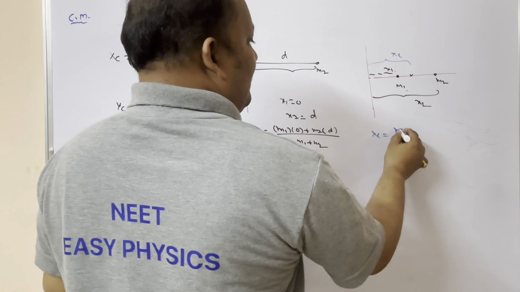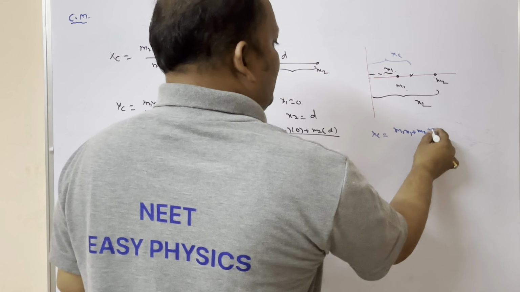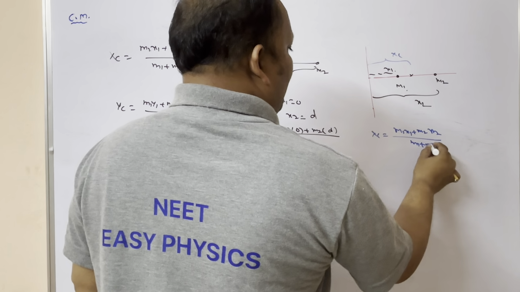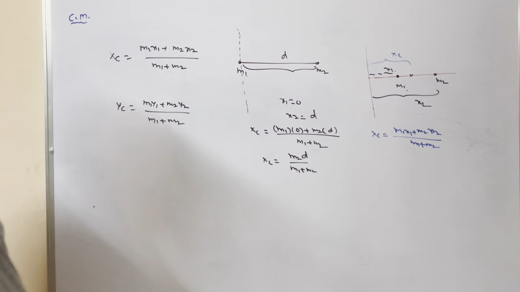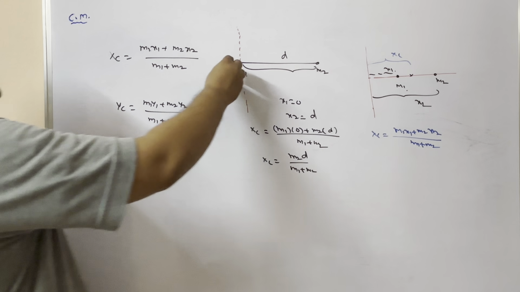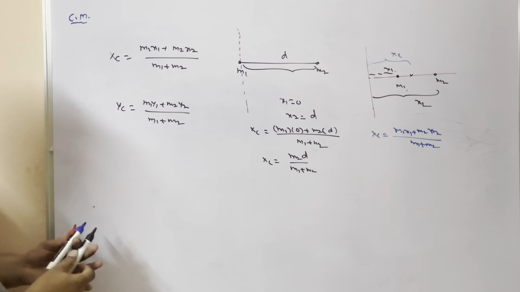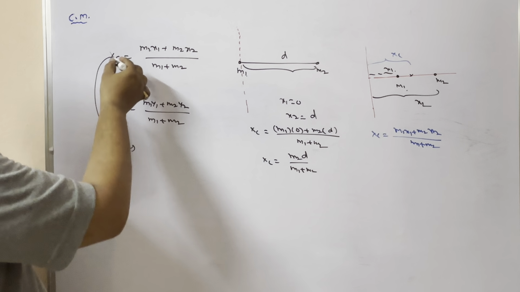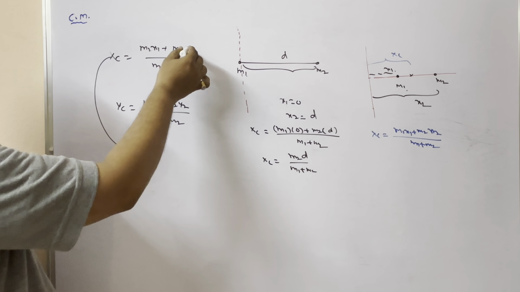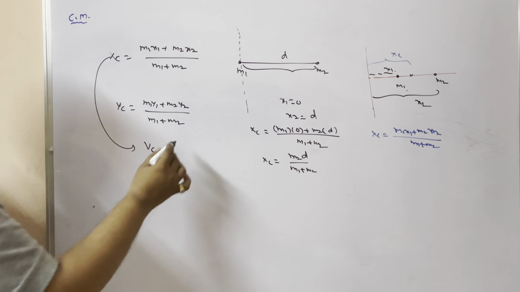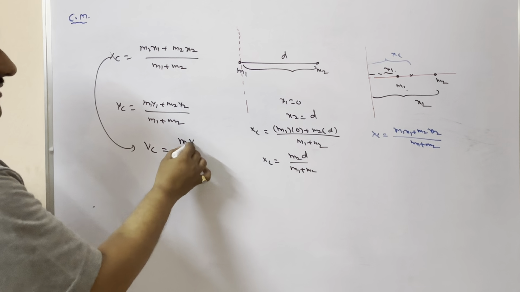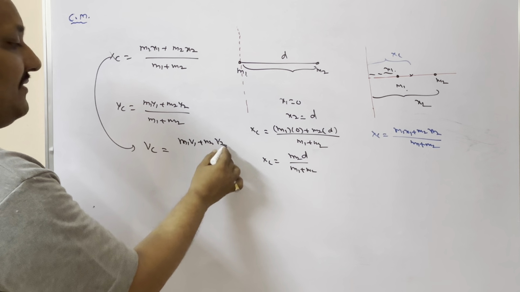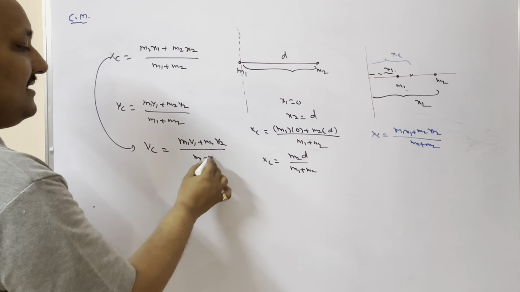So xc is equal to (m1 x1 plus m2 x2) by (m1 plus m2). This is the general formula. If these mass particles are moving with velocities, then this is changing with respect to time. At that time, dxc by dt, dx1 by dt, dx2 by dt. Directly I am writing the velocity of center of mass: (m1 v1 plus m2 v2) by (m1 plus m2).